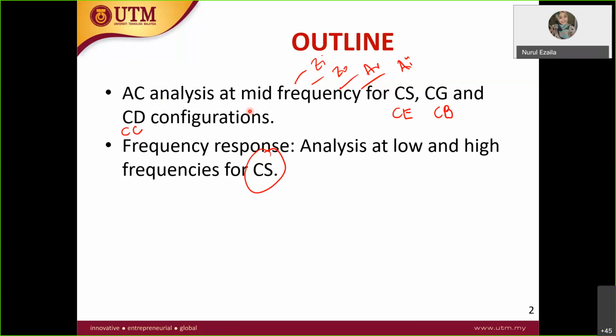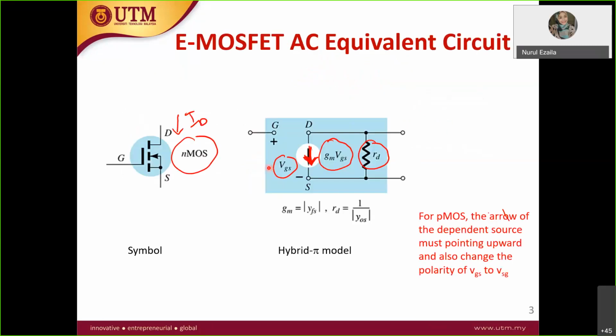All capacitors short circuit, and then you find all these parameters: the input and output impedance, the voltage gain, the current gain. And then for the frequency response, at low and high frequency, we will just focus on the common source. All right, so this is how it looks like in the AC equivalent circuit.